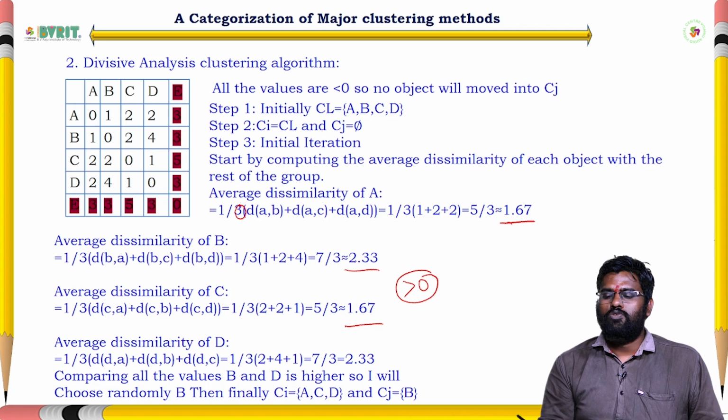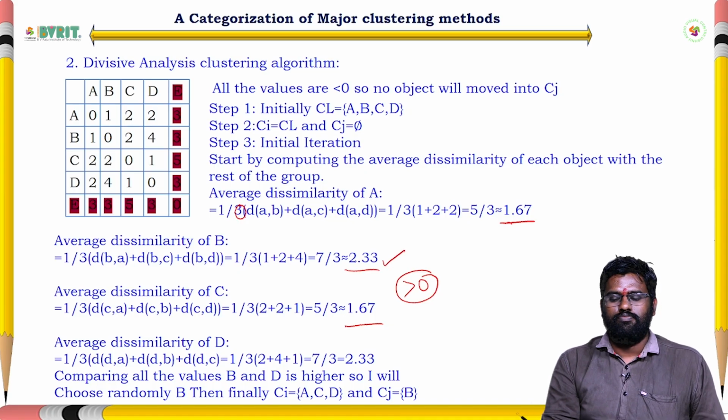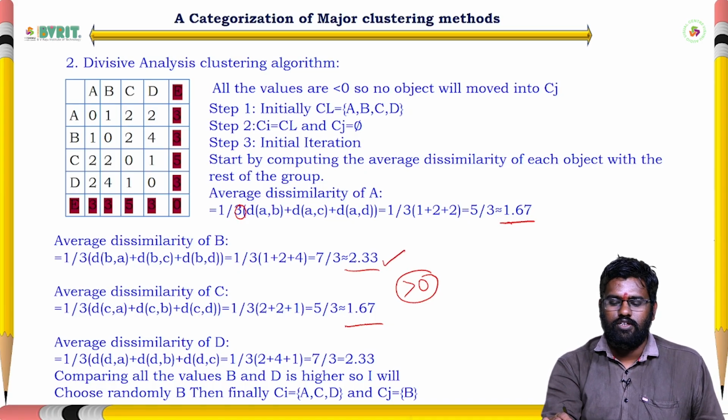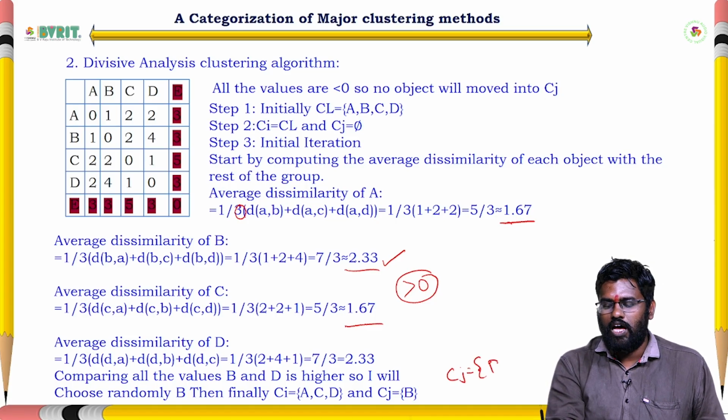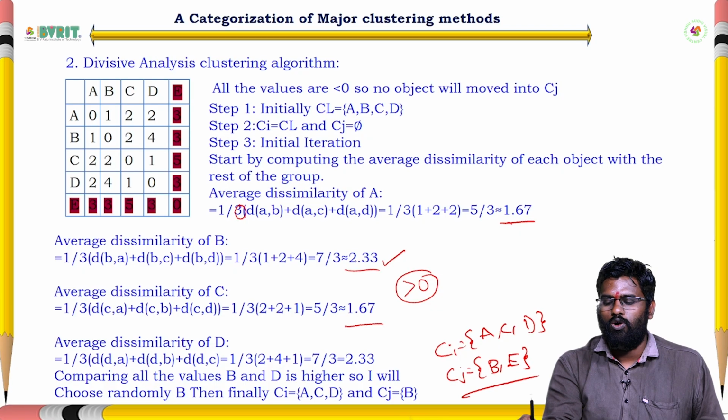Now coming to this one, out of A, B, C, D, the highest value is for B, 2.33. So now we will consider this one into our Cj. Then Cj now contains the values B and E. Ci contains only A, C and D. These are all the values up to now.